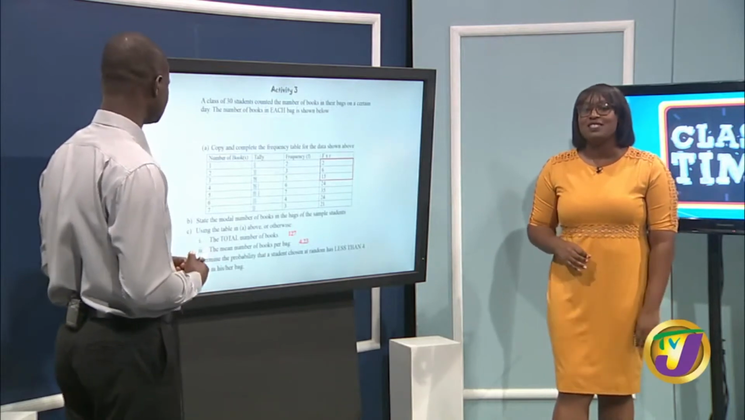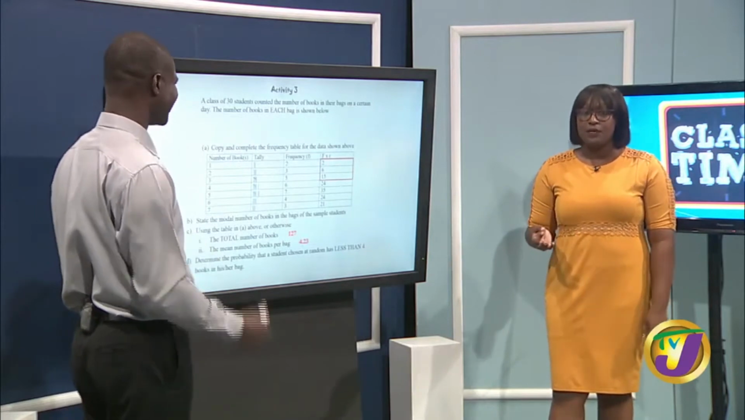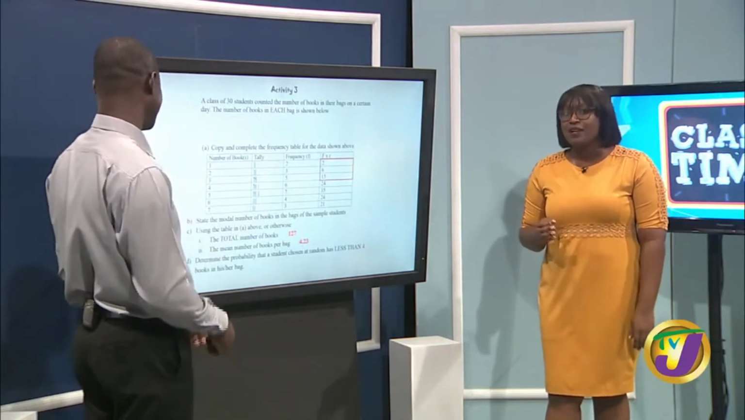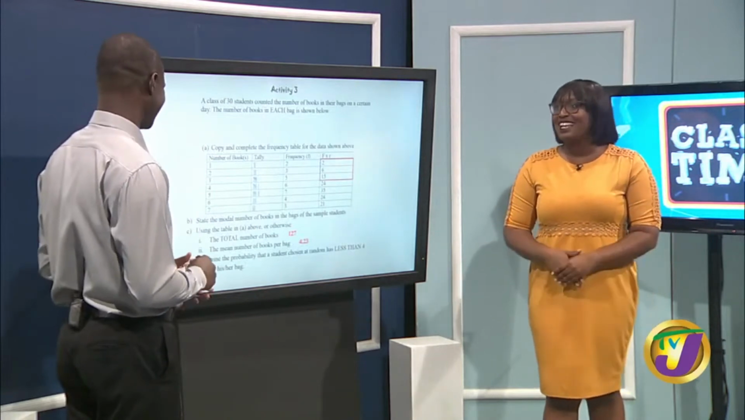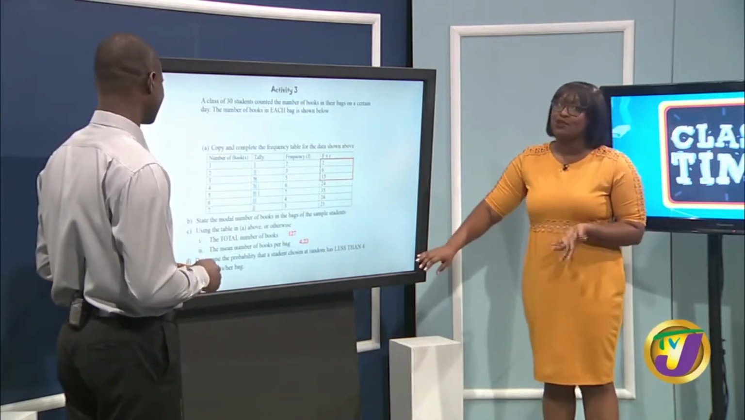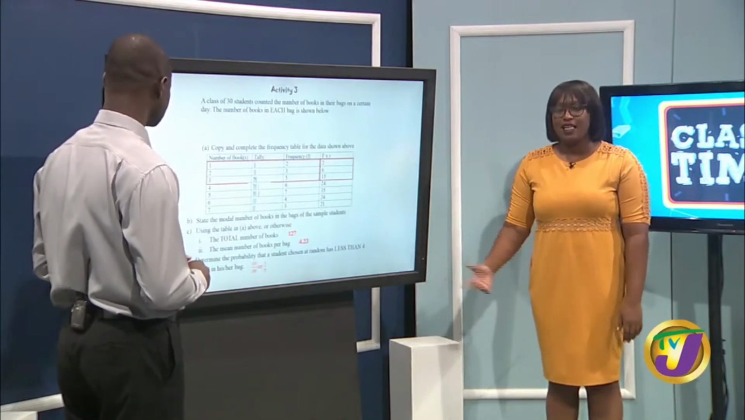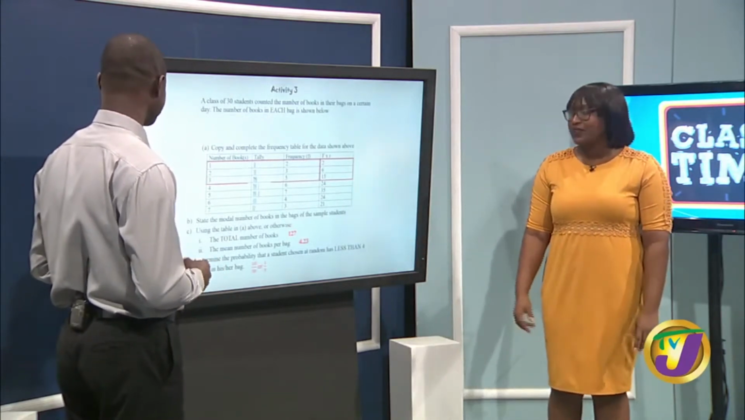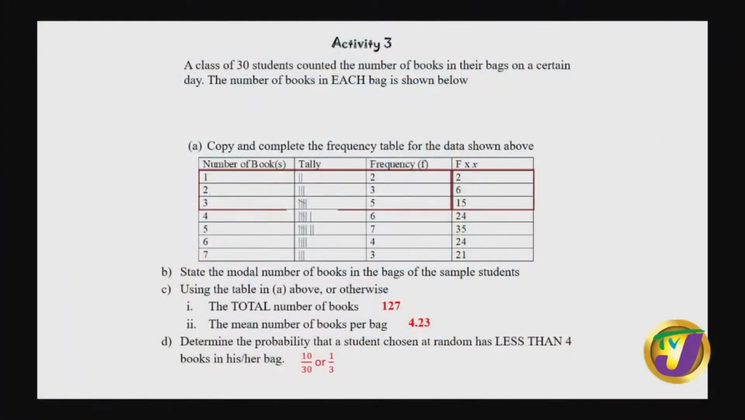Some of you might have stopped at the 10 persons, because that would have caught a lot of people. But it's actually not 10 persons, but 10 divided by 30. So it would be a fractional value, which is a third. So the probability here is a third. A third of the class would not have more than 4 books in their bags.